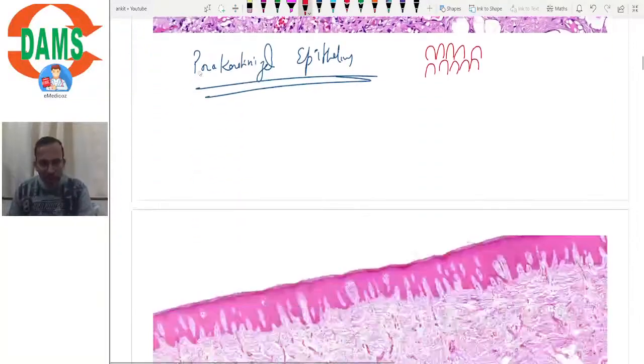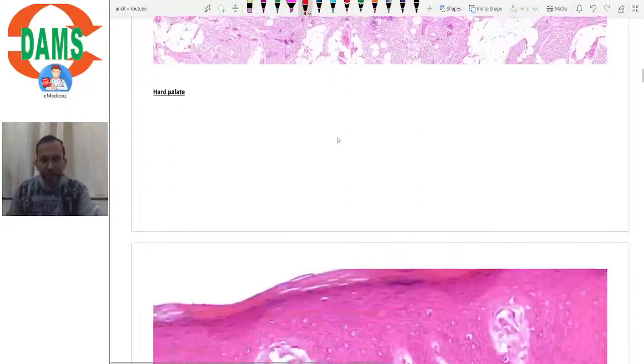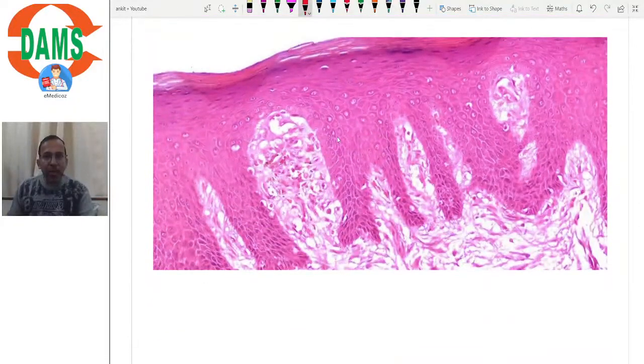So let's take a look at the example of hard palate. So this is the hard palate. Let's take a look at the magnified diagram. So this is the magnified diagram of the hard palate. Yes, it is the hard palate. This is the orthokeratinized, isn't it?